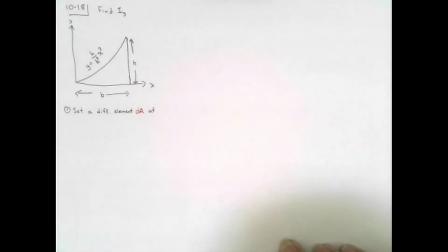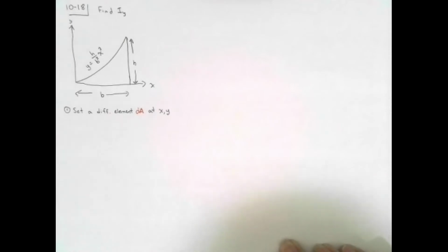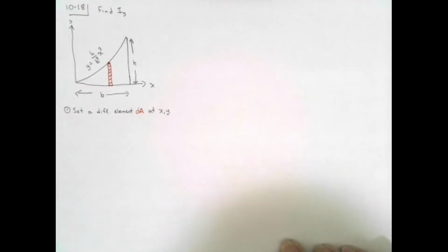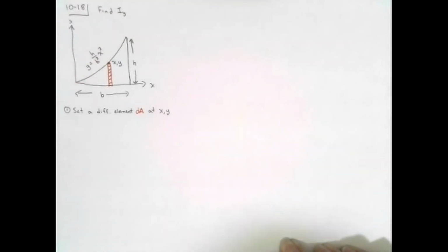So our differential element will have an area dA, and it will be located at some arbitrary point x, y. In other words, we're going to locate our differential element in the curve at some arbitrary point x, y. So if I were to draw my differential element, we want to find the moment of inertia about the y-axis. That means that our element will have to be a vertical element if we want this method to work. So we set our differential element dA, which is located at coordinates x, y in this curve.